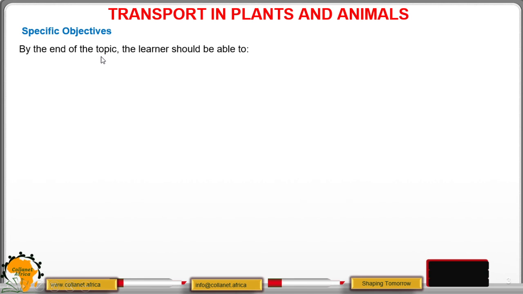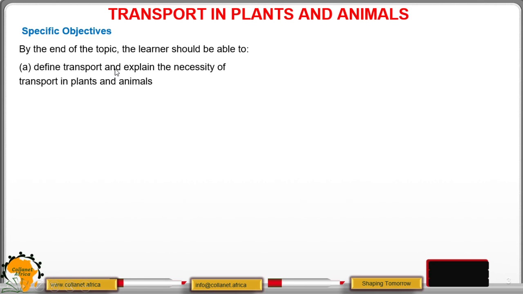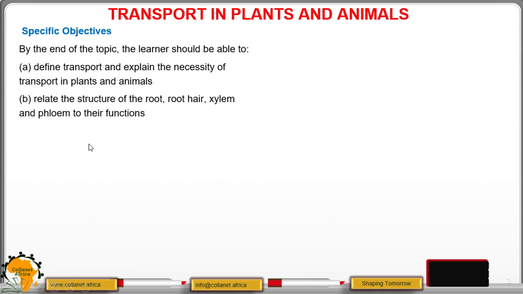Specific objectives. By the end of this topic, you as the learner should be able to define transport and explain the necessity of transport in both plants and animals. Also, relate the structure of the root hair, xylem, and phloem to their various functions. Relate the internal structure of the leaf to transpiration.